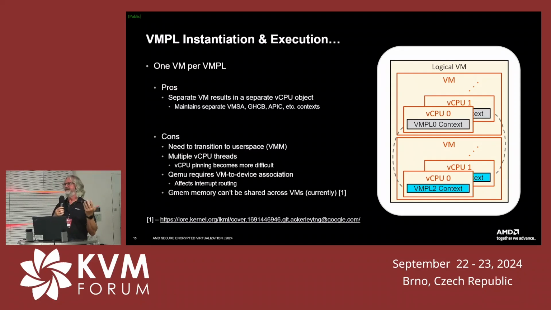Similar pros to the previous method, in that all our context information is separate. We don't have to worry about saving and restoring specific data. It's all present. Similar cons: we have to transition to user space. QEMU isn't really set up to understand all this, so it's going to be significant VMM work to do something like this. We'd have to maintain VM to device association so that we can route things properly. And currently with GMEM, we can't share GMEM between multiple KVM structs, KVM VMs. There is work being done by Ackerley at Google to try and change that, but right now it doesn't exist.